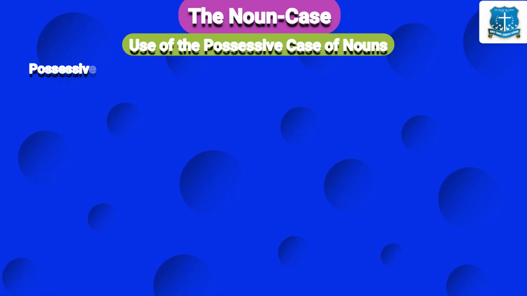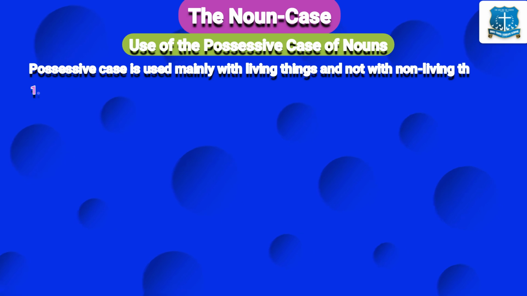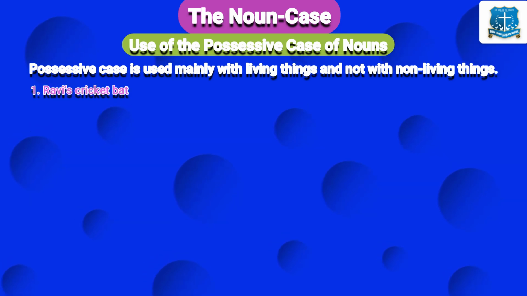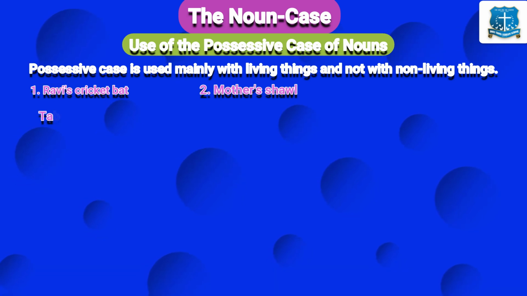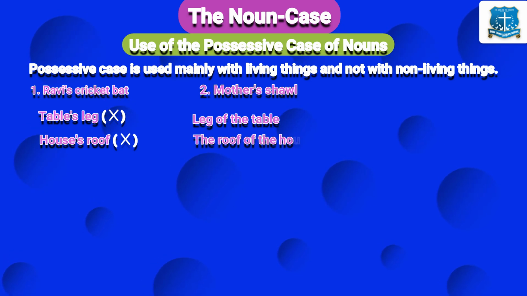First point. Possessive case is used mainly with living things and not with non-living things, as Ravi's cricket bat, mother's shawl. So here Ravi is a living person, mother also is a living person. But we can't say table's leg, but it is said that leg of the table. Another one, house's roof, but we say the roof of the house.